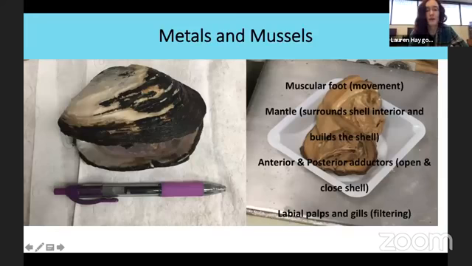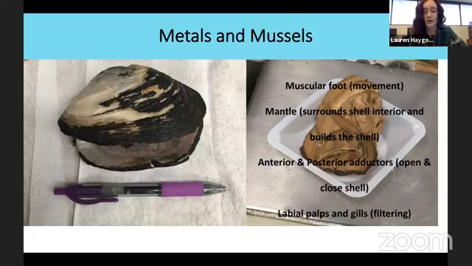And so their tissue, which is here, we can remove out of their shell once they're dead. It has a muscular foot that they used for movement. It has their mantle, which surrounded the shell interior and helped build the shell. Their anterior and posterior adductors are used to open and close the shell, kind of like move like open like that.